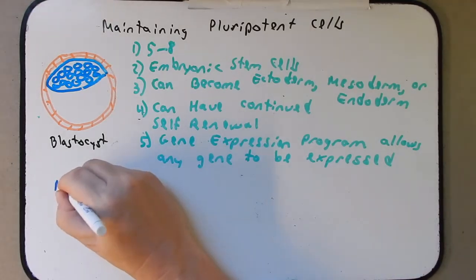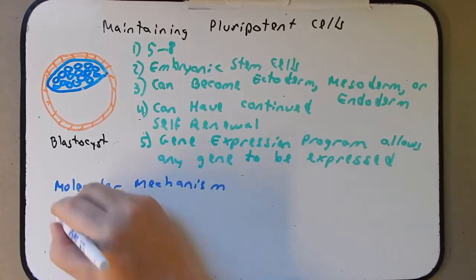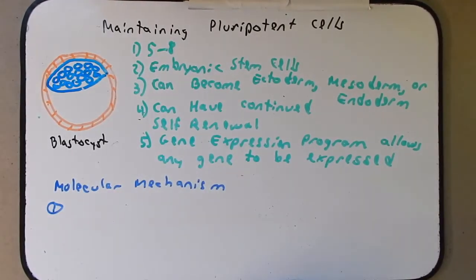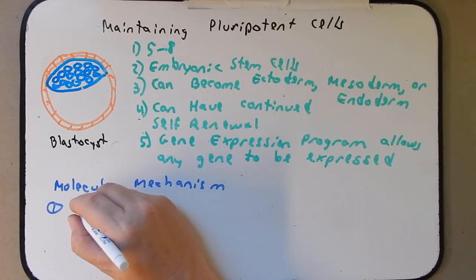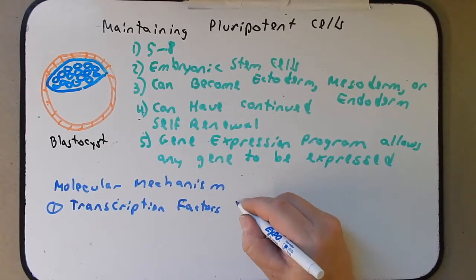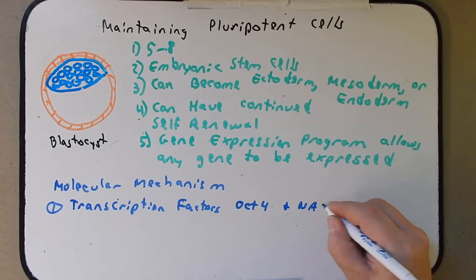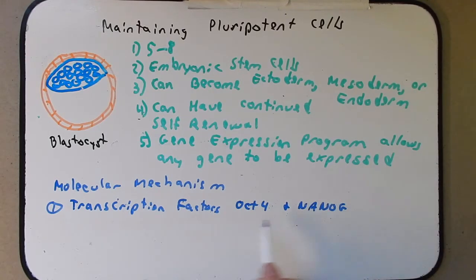What's the molecular mechanism? We can break this up into two big sections. The first is that there are specific transcription factors that are expressed in these cells. The two main ones are OCT4 and NANOG. In fact, these two transcription factors alone, as we'll talk about later, can convert any cell in our body into becoming an embryonic cell. Artificially, that is, not naturally.